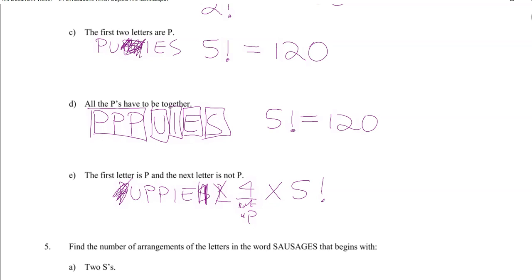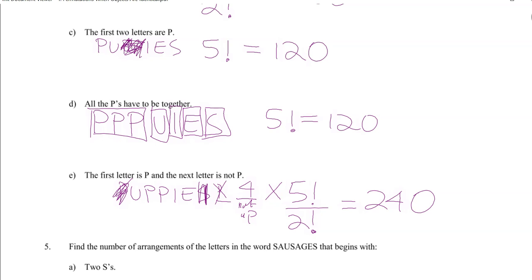So 5 factorial, but of those 5 letters, what do we got? 2 P's. So we divide by 2 factorial. And that is how much? 240.